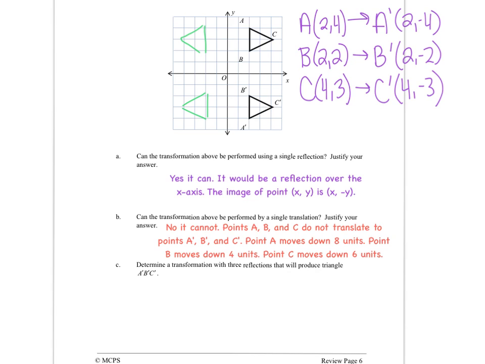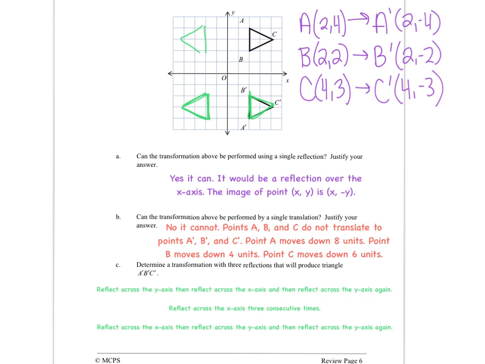I also could reflect it across the x-axis, so I'd be here, and then reflect it across the y-axis, so I'd be here, and then reflect it across the y-axis again, so I'm back at A prime, B prime, C prime. So again, we could take our original pre-image, reflect across the y-axis, then reflect across the x-axis, and then reflect across the y-axis again.